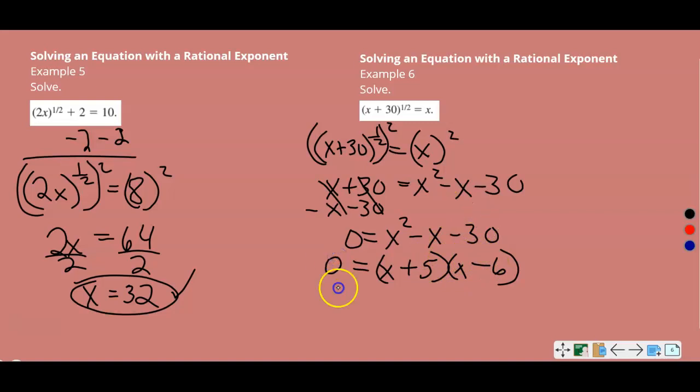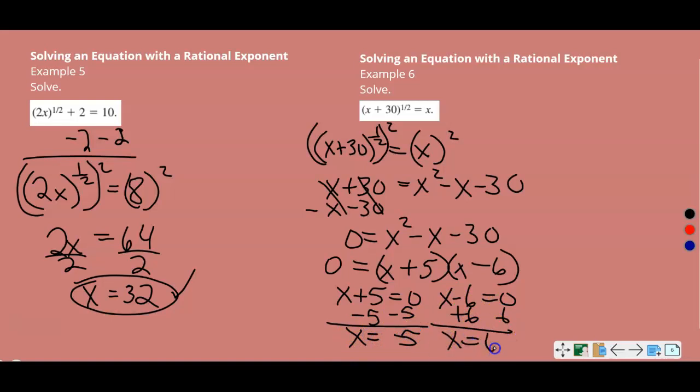Now we set each factor equal to 0. So x plus 5 equals 0. X minus 6 equals 0. Subtract 5. X equals negative 5. Add 6. X equals 6. So we have two solutions. We need to check to see if they're real solutions.